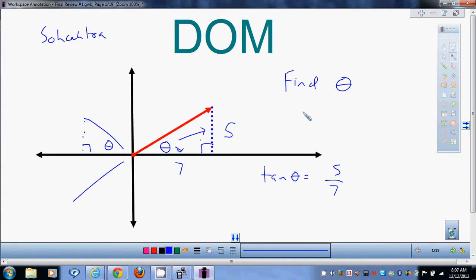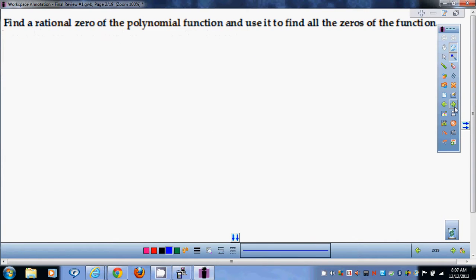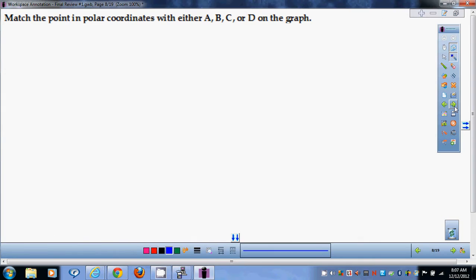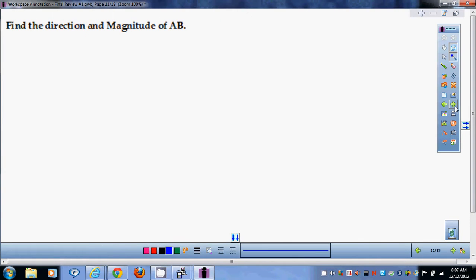Now, this question, we're actually going to jump to this one first in today's final review. I don't remember which one it is, though. I'll find it. I wish I just made it first. Here it is. Find the direction and magnitude of AB. What do you think AB is referring to? How'd you know it was a vector? Magnitude, right. Only thing we've done magnitude with.